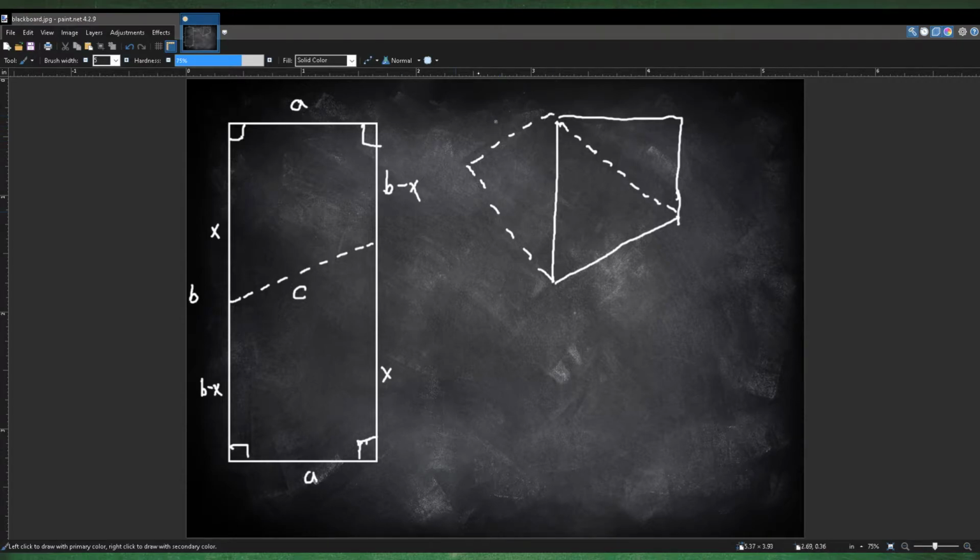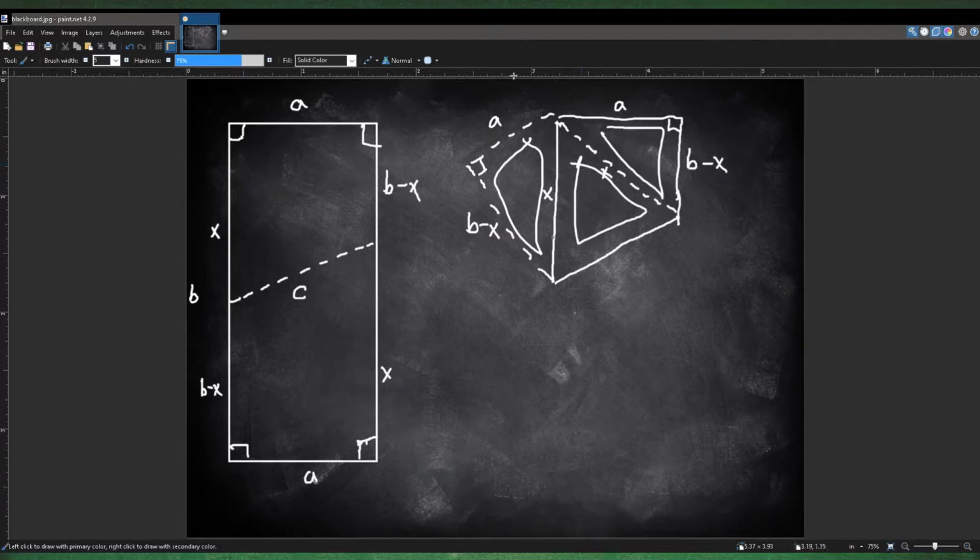Remember that side length is A. This one's B, this one's X right here, and this one's also X, which we flipped over. This one is 90 degrees, this one's 90 degrees. This one's A, and this one's B minus X, and this one's B minus X. Based on this, we have three triangles: two right triangles and an isosceles triangle. We have a right triangle here, and an isosceles one right here.